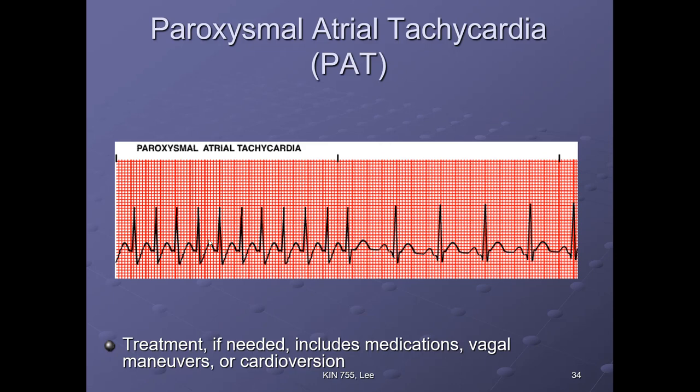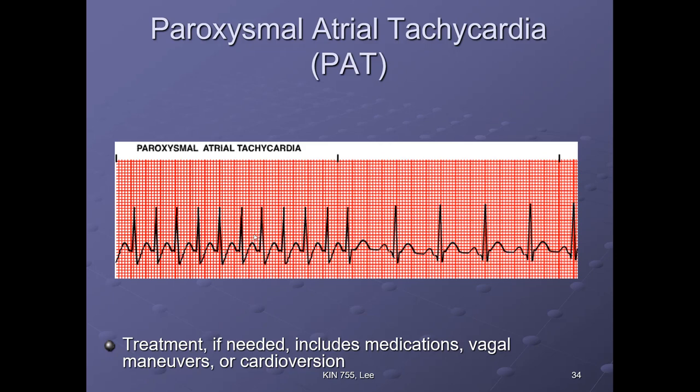So sudden onset, sudden stopping. One other thing that a question always comes up, which is actually a really good question: if you see this, how do you know it's just not sinus tachycardia, like a really, really high heart rate of 180 to 200 beats per minute? You have to consider the overall picture.